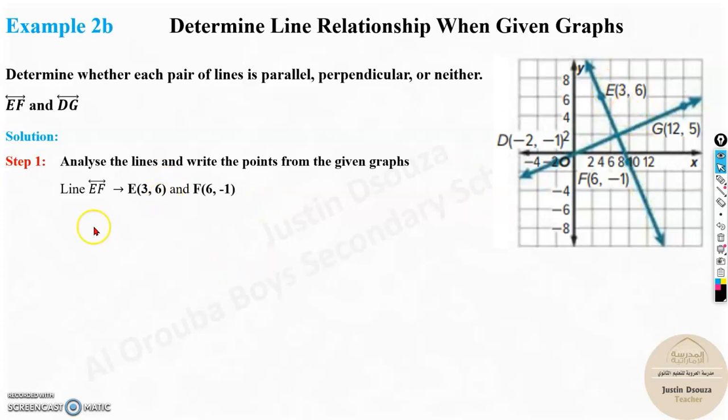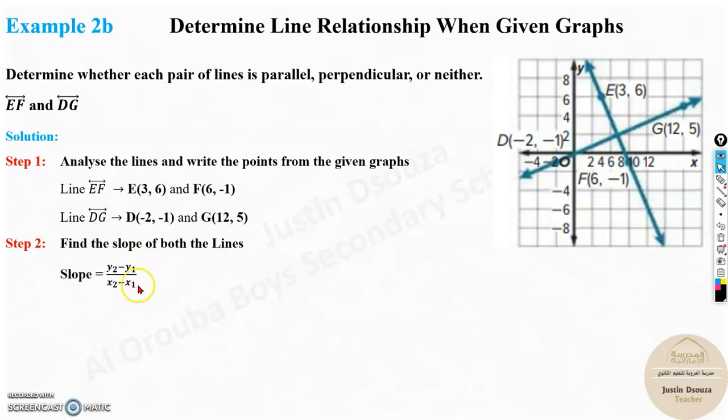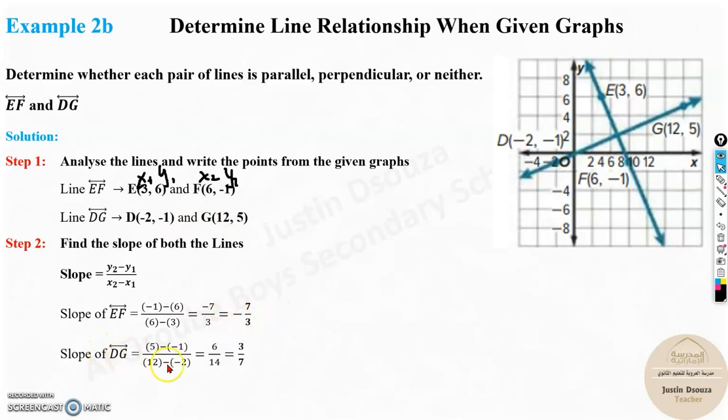EF, write the given points, E and F. DG, write the given points over here. Then use the slope formula, y2 minus y1. So over here, this is x1, y1, x2, y2. Just apply over here, -1, -6 divided by 6 minus 3, and write the answer. Same way, slope of DG, it'll be 5 minus of -1, 12 minus of -2.